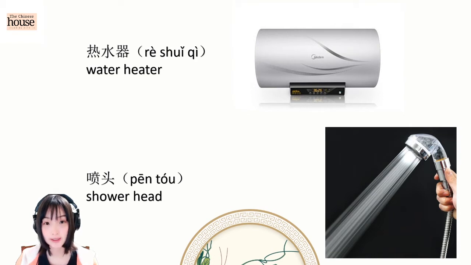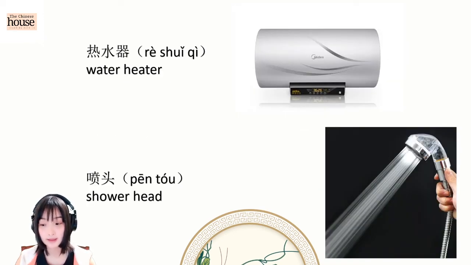热水器. 热 means hot. 水 means water. And 器 means machine. So the machine that makes the water hot. 热水器. 热 first tone. 水 third tone. 器 first tone. 热水器.